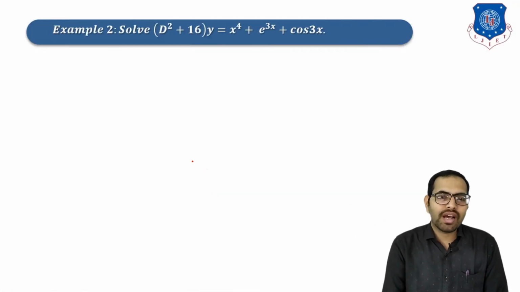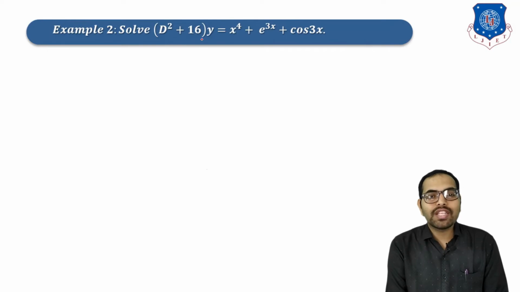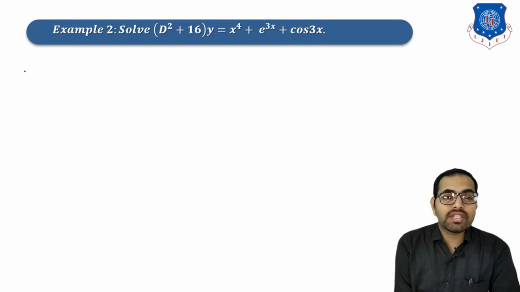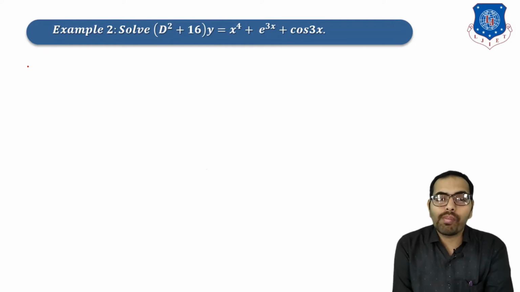One more example. Solve (d square plus 16) y is equal to x raised to 4 plus e raised to 3x plus cos 3x. See, in this example, it is a combination of shortcut case 1, case 2 and case 3. See, what we have to do? Firstly, finding the complementary function.